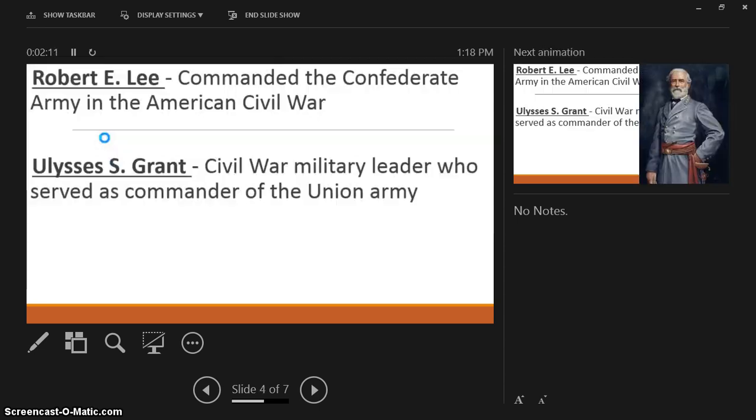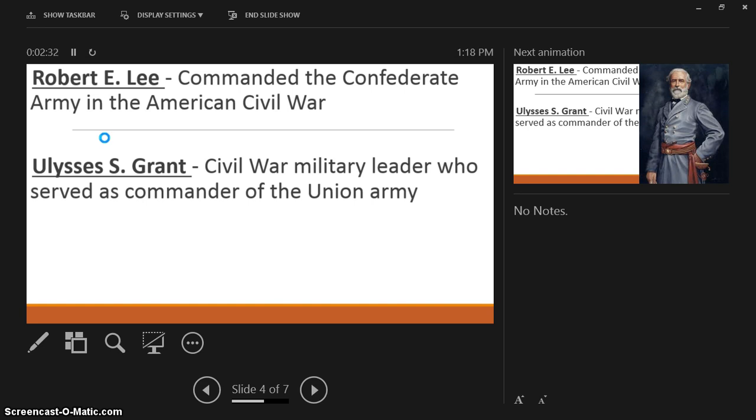Next we have the commanders. These are the military guys. So Robert E. Lee, who commanded the South, brilliant general. This guy knew his stuff. From the very beginning of the war to when he gets beaten, he is head of the Southern Army, and he's just an amazing general.